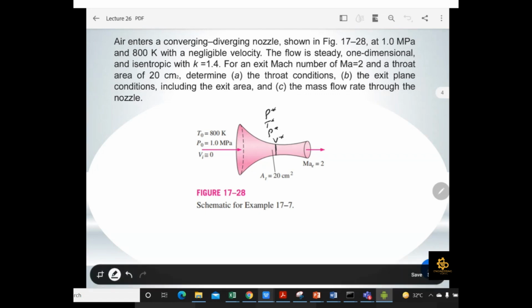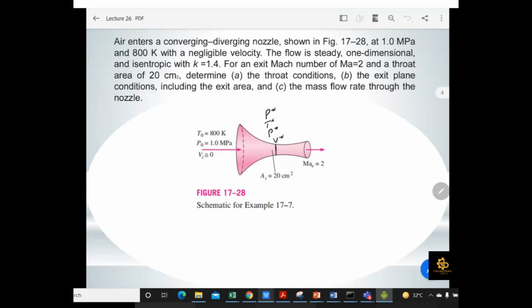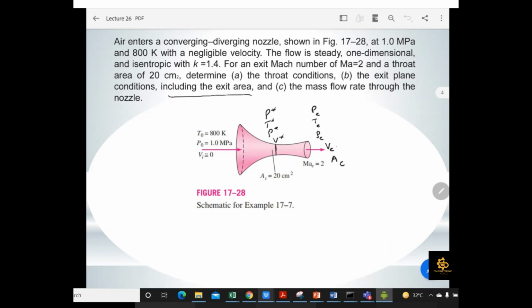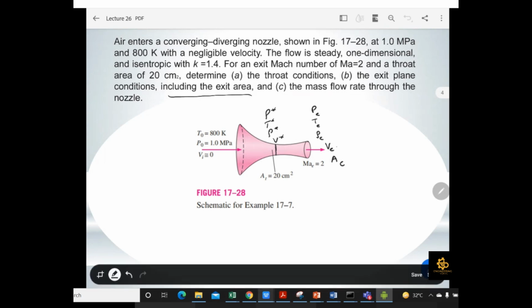Similarly, in part B, it is mentioned that you have to find the exit plane condition. So we are interested in finding your P, you can say at the exit, temperature at the exit, density at the exit, and velocity at the exit. And also it is mentioned clearly that you have to find exit area as well. So from here you can also find area exit. Okay, so these are the A and B.